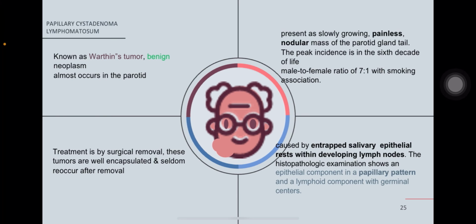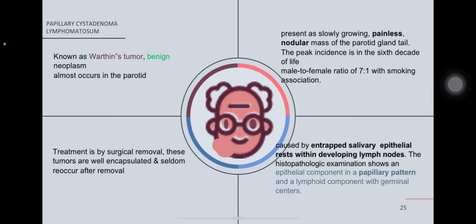The peak incidence is in the 6th decade of life, with a male to female ratio of about 7 to 1, and an association with smoking. It's believed to be caused by entrapment of salivary epithelial rests within the developing lymph nodes. The histopathological examination shows an epithelial component in a papillary pattern and a lymphoid component with germinal centers.